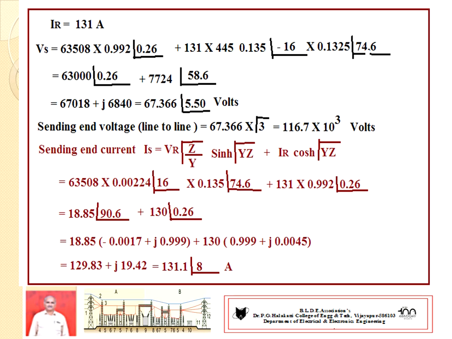Similarly, you go for the second, sending end current Is, equal to the respective expression with ABCD values, then VR and IR, cosh and sinh values you substitute. Finally, I get this value as 131.1 with an angle 8 amperes. That's why all of you should understand the cosh series and sinh series, how you are going to calculate. These things are very important from the examination point of view.